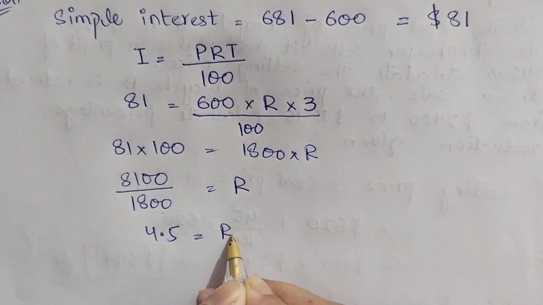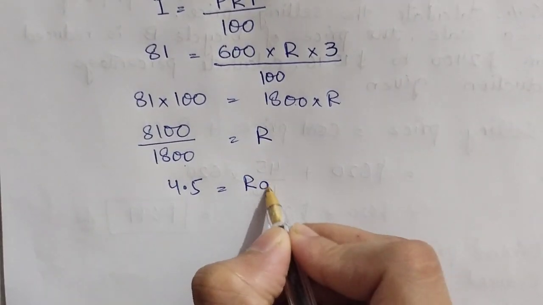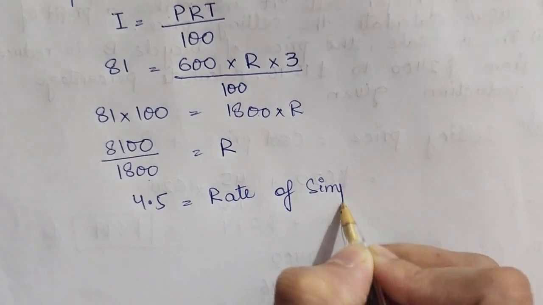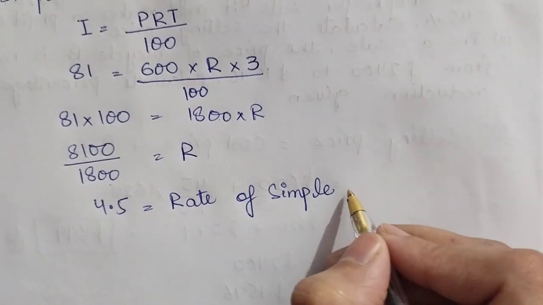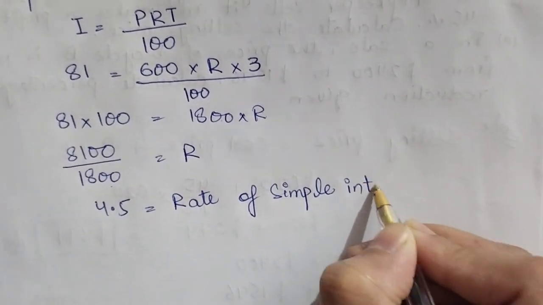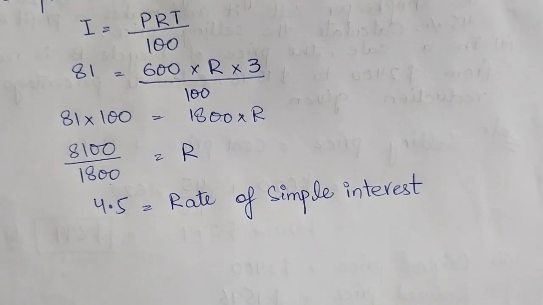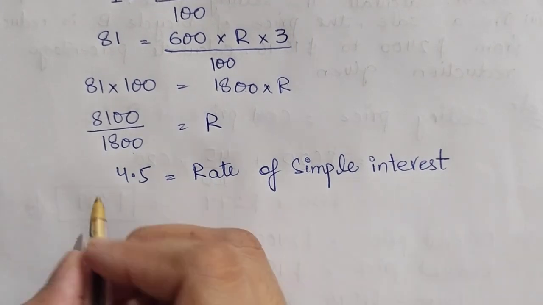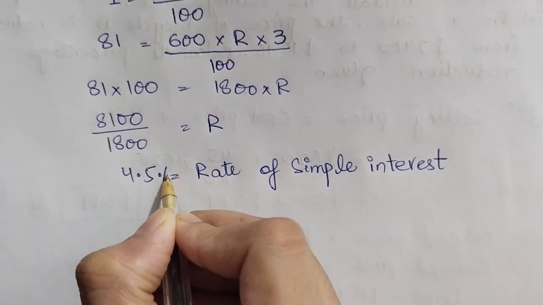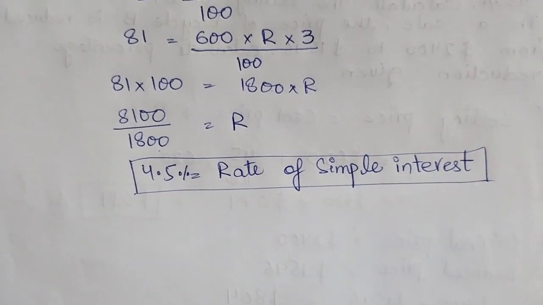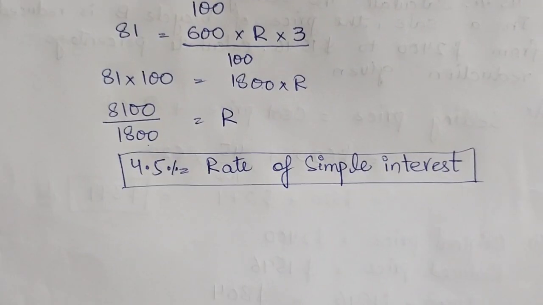4.5 is equal to the rate. So at what rate does she or he get the interest? It's 4.5. Rate of simple interest per year, and the rate of interest is in percentage, so we have to write 4.5%. This is your answer. 4.5% is the rate of simple interest.